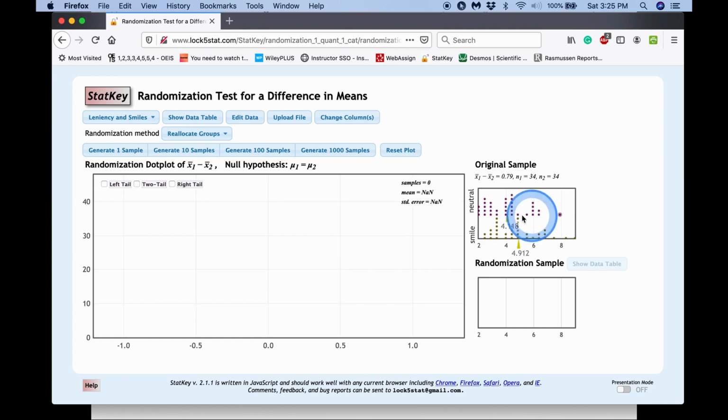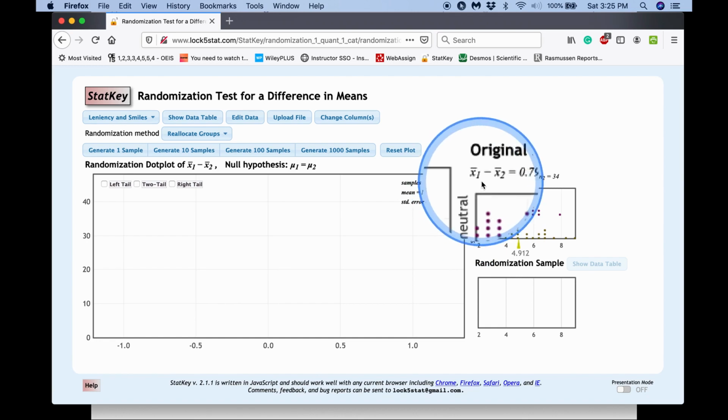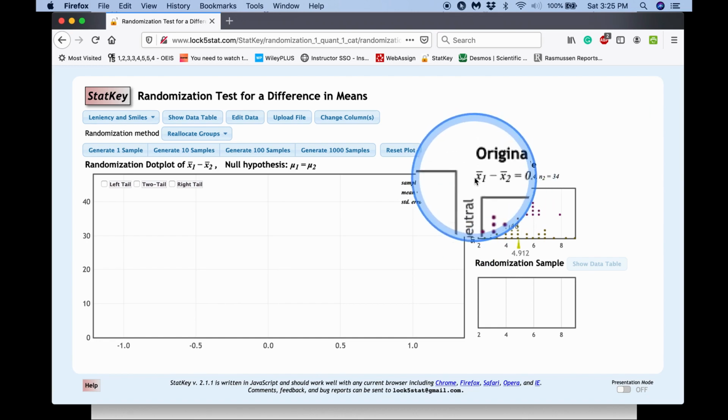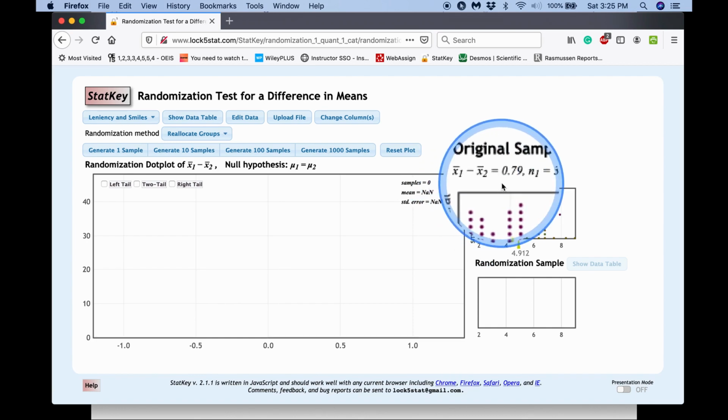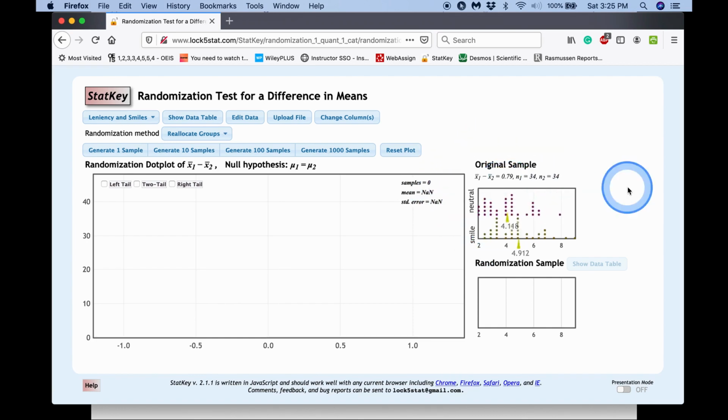And so we can see here in gold or yellow the leniency scores for the dossiers that included the smiling expression, and in purple we can see the leniency scores for those who had dossiers that included a neutral expression. Now, just within the samples, the smile group is group 1 and the neutral group is group 2. Within the samples, we can see that, in fact, group 1 had a higher leniency score than group 2, the difference being 0.79. So group 1 is certainly on average doing better, has a higher leniency score than group 2. Now, let's see how significant that difference of 0.79 is.